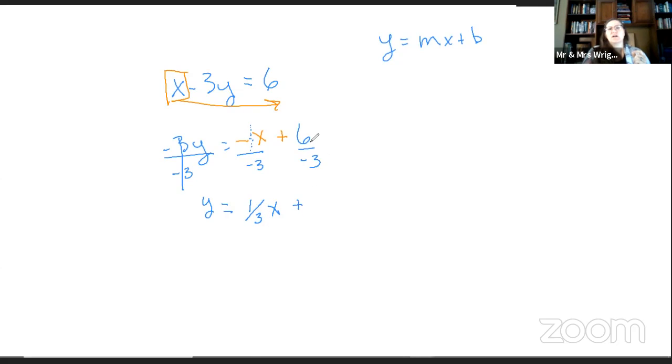Plus, oh, well, look at this. I have an odd number of negatives. I only have 1 negative, so it's not a plus. It's going to end up being a minus, right? And then 6 divided by 3 is 2. So y equals mx plus b. This is my final answer. I got it in the right format.